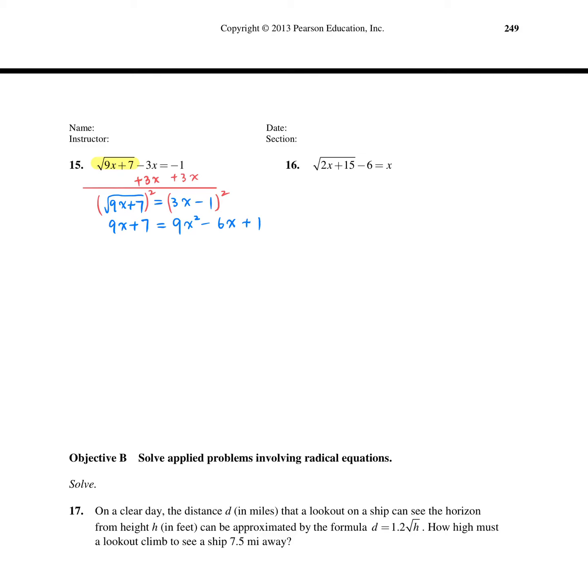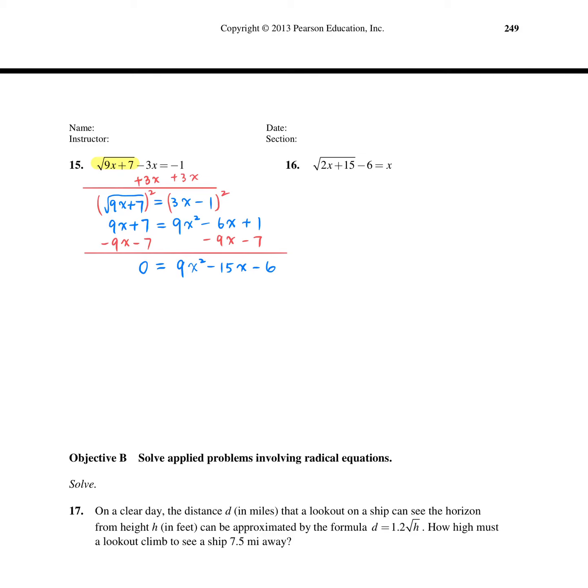And now we have another quadratic equation. I'm going to move everything to the right hand side because the coefficient of x squared is positive on the right hand side. Subtract 9x, subtract 7. We have 0 on the left hand side. Right hand side, 9x squared minus 15x minus 6. Be careful, we have a lot of negative numbers here.